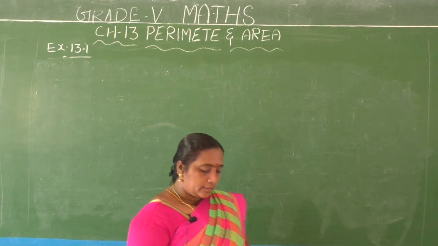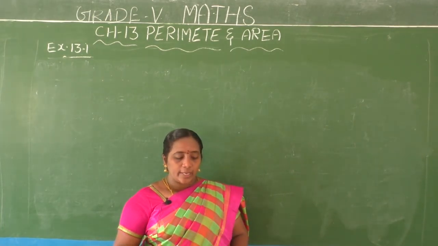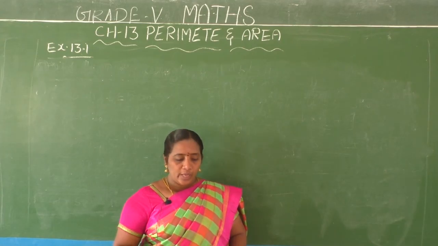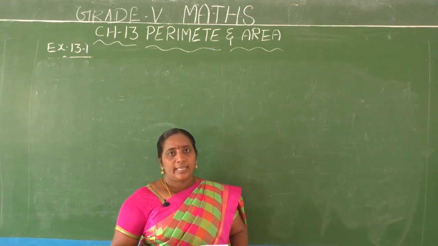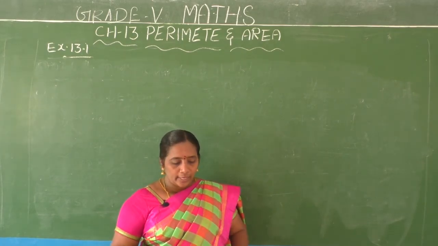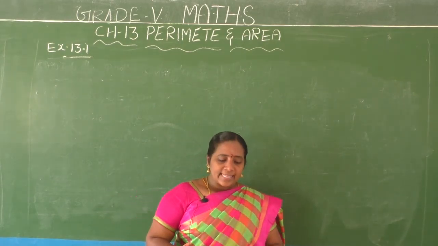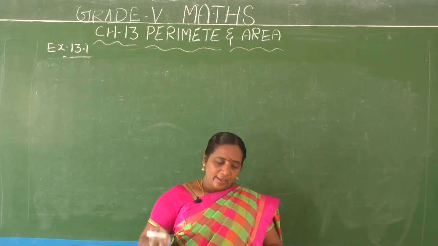See ma, next one, 8th one. 152 meter wire is required to fence a square field. They are going to fence one field. That field shape is square shaped. Find the side of the field.